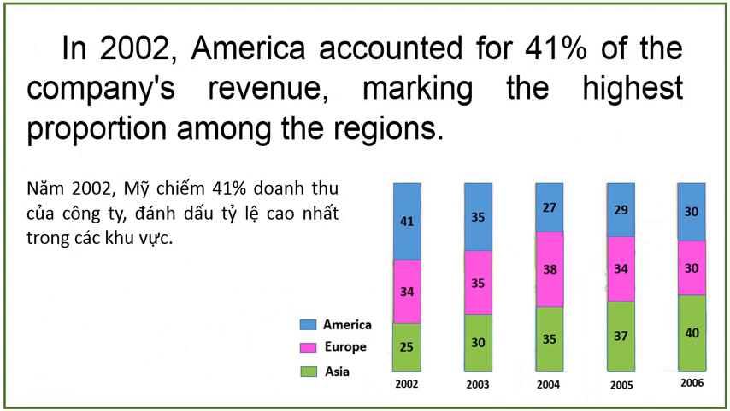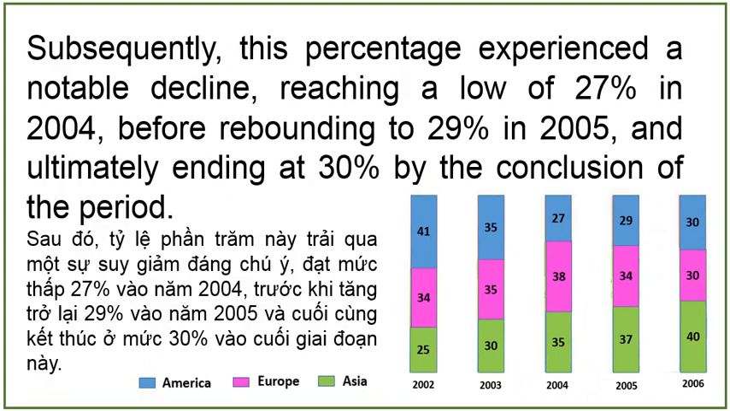In 2002, America accounted for 41% of the company's revenue, marking the highest proportion among the regions. Subsequently, this percentage experienced a notable decline, reaching a low of 27% in 2004, before rebounding to 29% in 2005, and ultimately ending at 30% by the conclusion of the period.